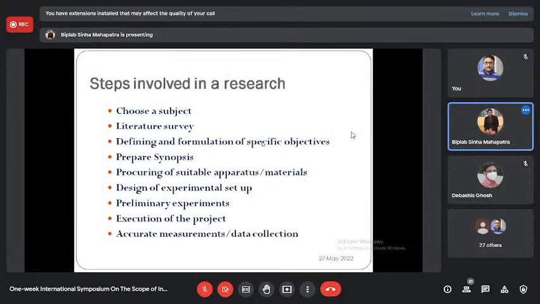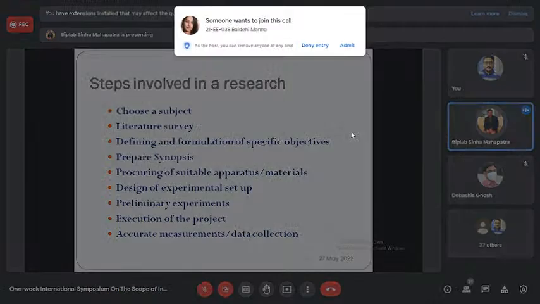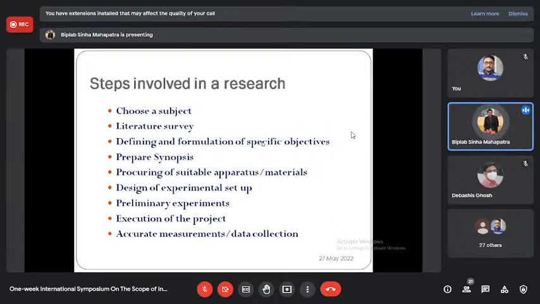Okay. Now, steps involved in a research. First of all, if I make a summary: choose a subject. You have to go for literature survey, defining and formulating a specific objective, prepare synopsis. Synopsis is actually a brief summary of your research. Procuring suitable apparatus or materials. Then design of experimental setup, preliminary experiments.